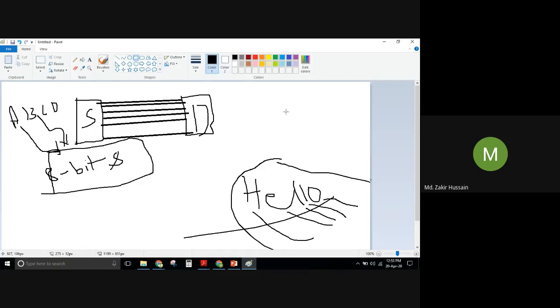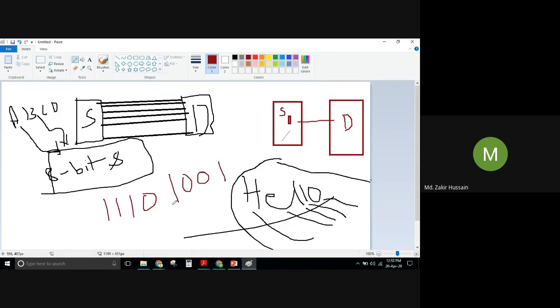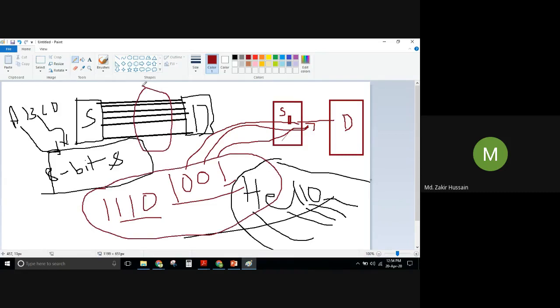The other way around is, if we have something like this, again this is our source, and this is the destination. So the other way is a single wire. Use the single wire, so one bit at a time. Suppose this is 1 1 1 0 1 0 0 1. Total 8 bits here. So first transmit this bit over this line, and then transmit the next bit over this line, and then transmit the next, like that, one after another. So such a transmission is called serial transmission, and the other sort of transmission is called parallel transmission.